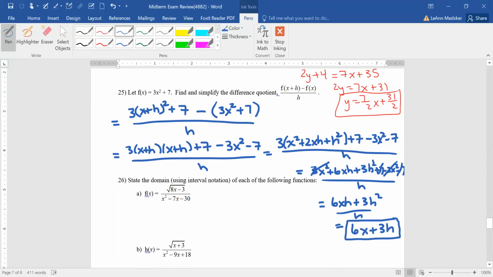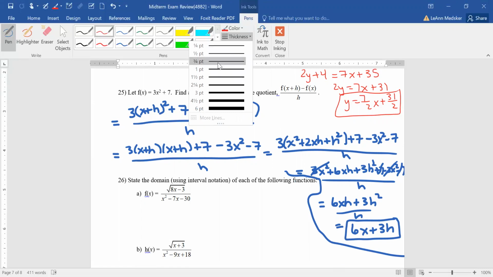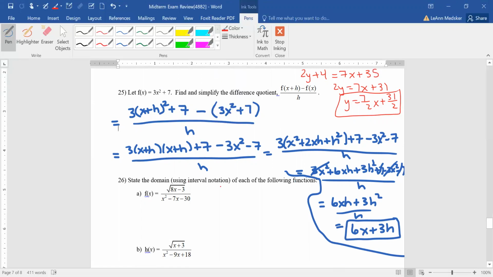Now that's going to be a really big topic if you're going on to calculus, so this difference quotient is important. All right, the last example for the midterm review, we're looking at the domain using interval notation of the following functions. So the problem with functions is that there's 5 main types that we talk about in the first half of the class.